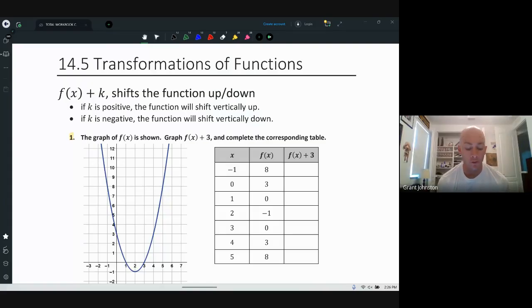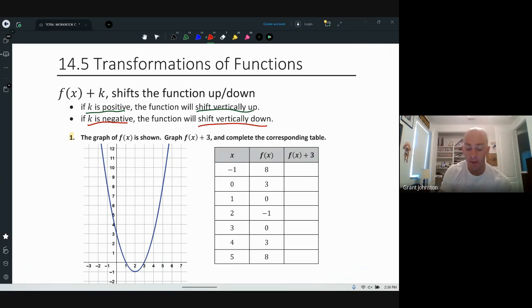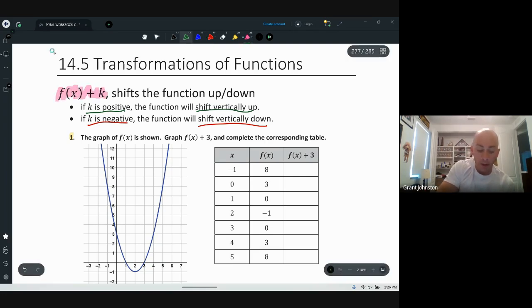Transformations of functions. So f of x plus k shifts the function up and down. If k is positive, the function will shift vertically up. If k is negative, the function will shift vertically down. Okay, so it's all because of this. We have f of x and then this whole plus k part.